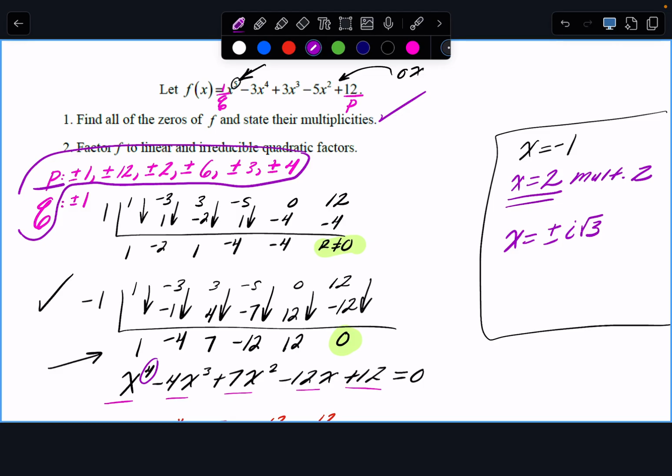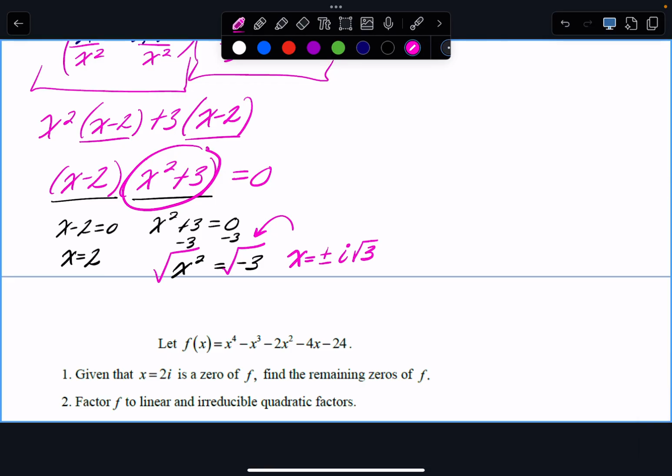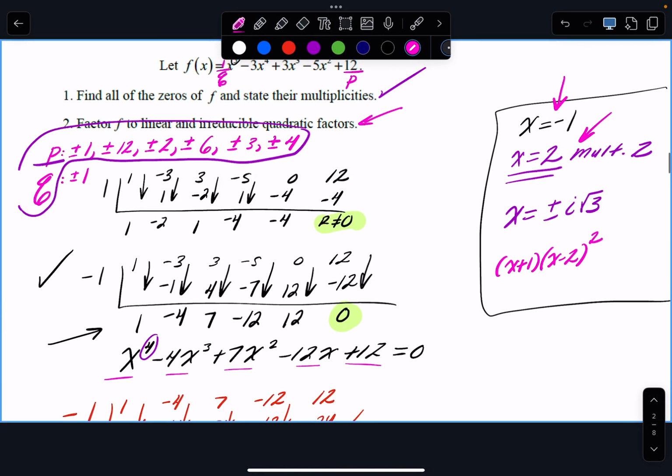Factor into linear and irreducible quadratics. So they don't want imaginary factors. They want you to just write the quadratic part that didn't factor. So that's almost easier. So let's see. If we had x equals negative 1, we must have had an x plus 1 factor, correct? And if x equals 2, we must have had an x minus 2 factor, and we know it happened twice. Then they didn't want us to do the imaginary factorization, so they just want us to write the quadratic that then created those solutions, which was x squared plus 3.